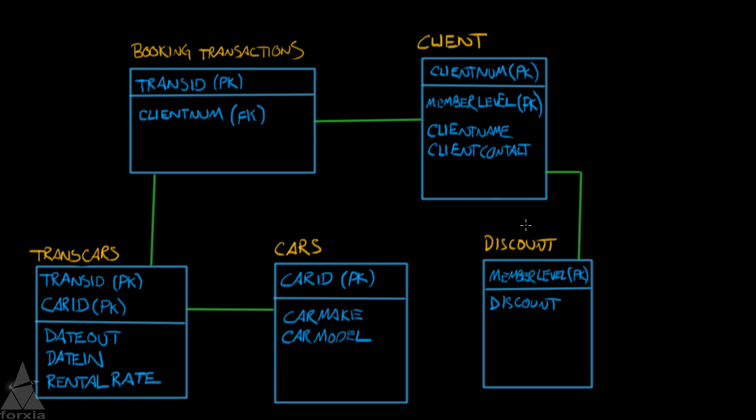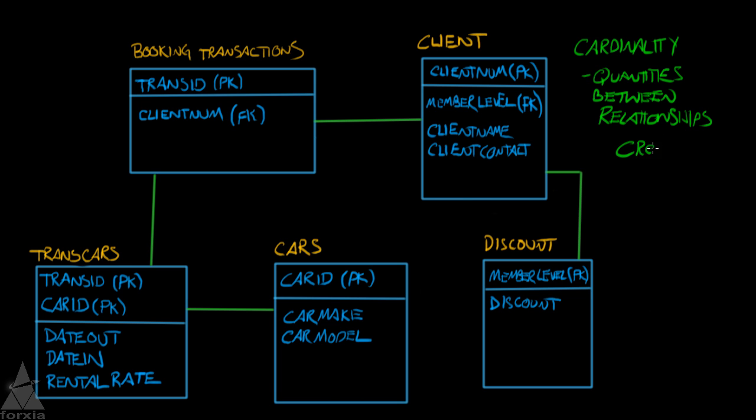Now that we've created the relationships between the entities, there's another term that we're going to use, and that is called cardinality. What does cardinality mean? Well, cardinality will tell us the quantities between relationships. And that's done using something called the crow's foot notation for this specific example. Crow's foot notation is just a symbol that looks like a crow's foot.